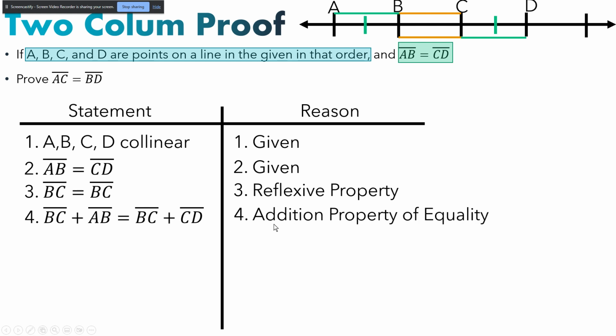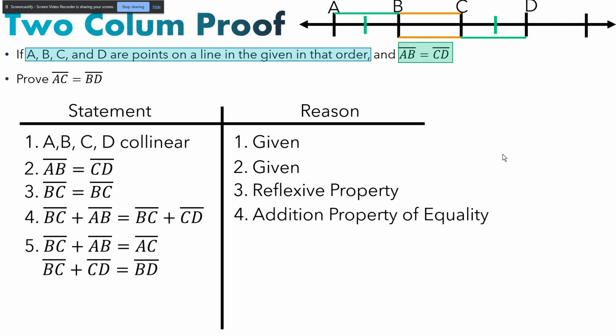And we can say this is the addition property of equality. Basically what I'm saying is, since these two are equal and these two are equal, the green ones are equal, the orange ones are equal. Since the green ones are equal, we can add those to the orange ones, which are also equal, to make the same exact distance. If, for instance, AB was 2, BC was 3, 2 plus 3 is equal to 3 plus 2. That's what we're saying.